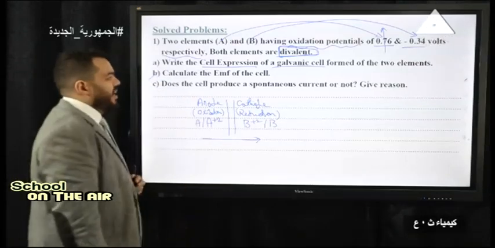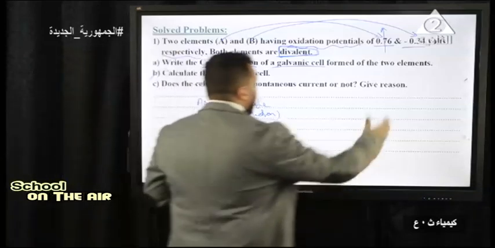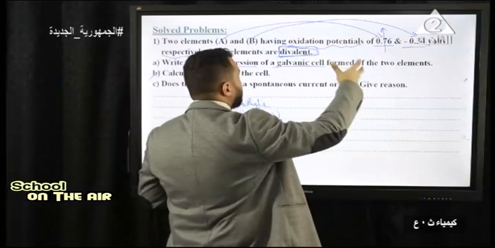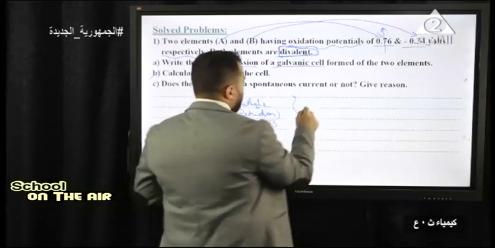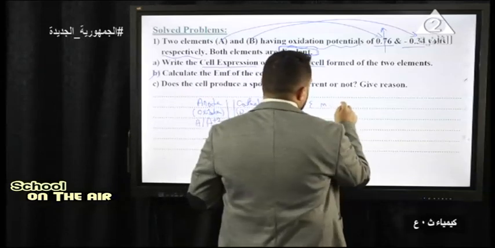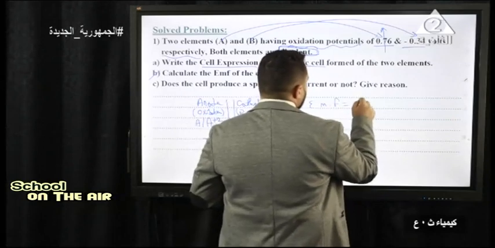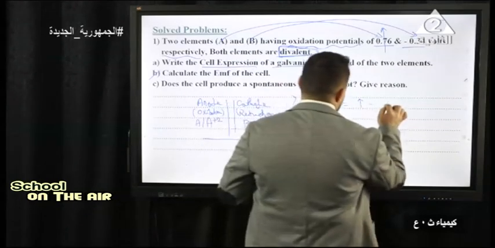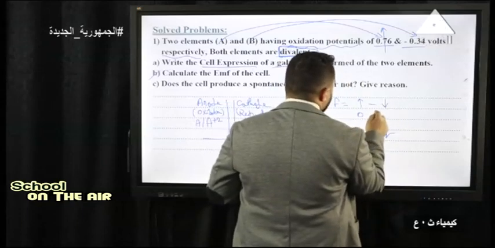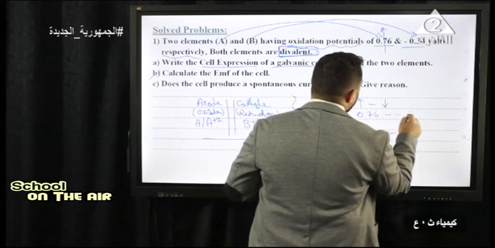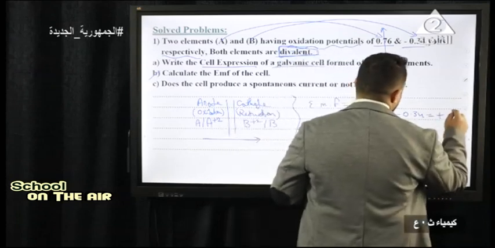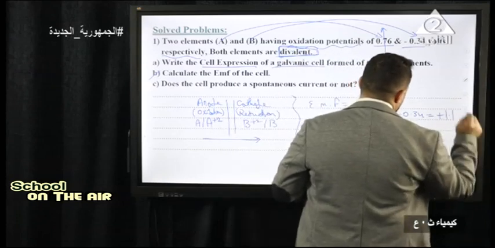How could you calculate the EMF of the cell? You have two values representing the oxidation potential of the two elements. Okay, we are going to measure the electromotive force by making the higher oxidation potential minus the lower oxidation potential, which will be 0.76 minus negative 0.34, and it will be positive 1.1 volt.